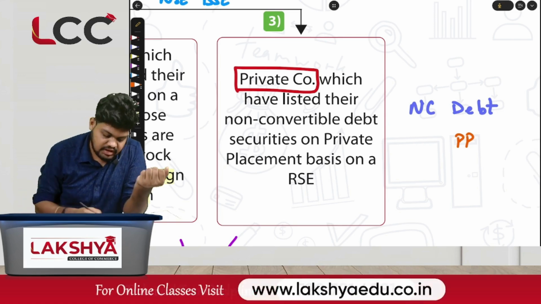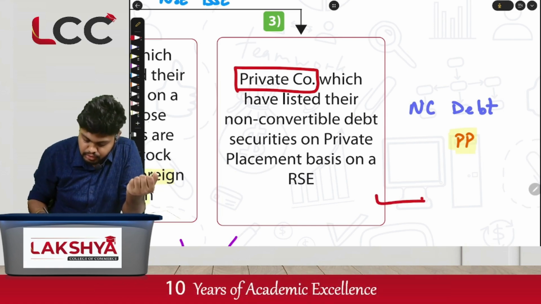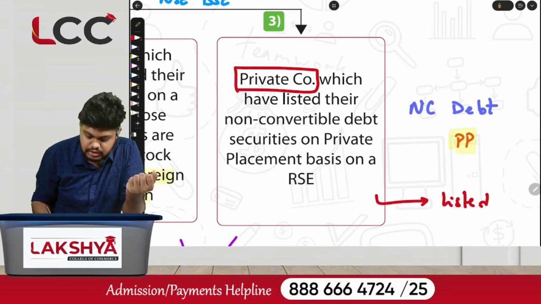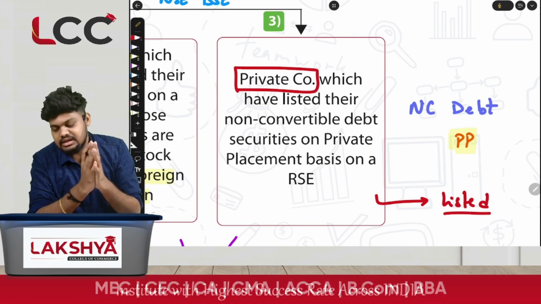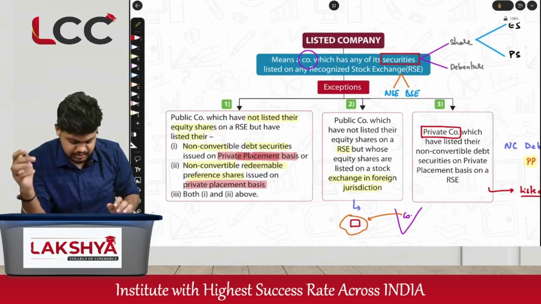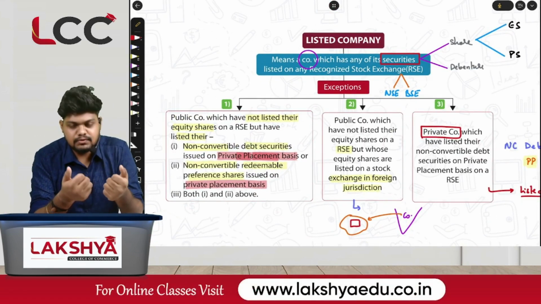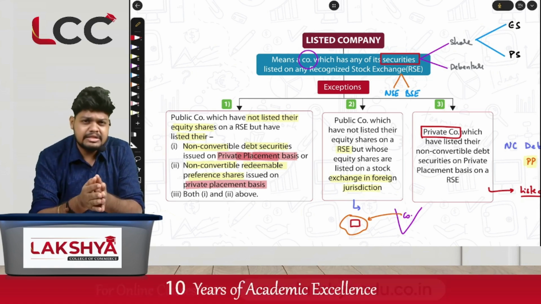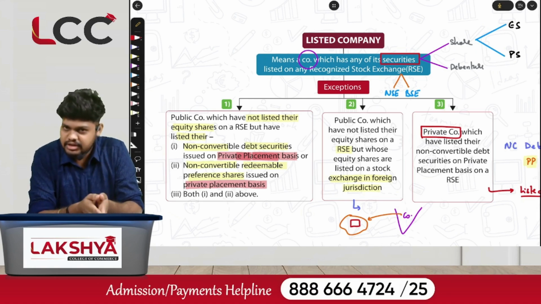So what happens here, whenever you issue securities on a private placement basis and still you go on to get them listed on a recognized stock exchange, I'll not give you that terminology of calling yourself a listed company. So based on three exceptions, let's run through the three exceptions quickly. First of all, what do you mean by listed company? It means a company which has any of its securities listed on any of the recognized stock exchanges of India.